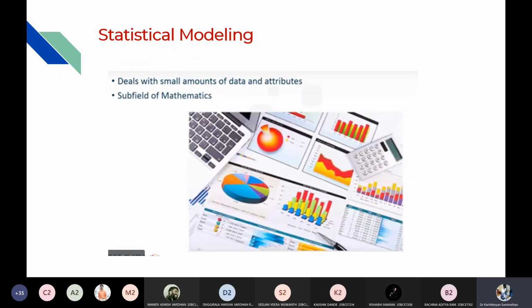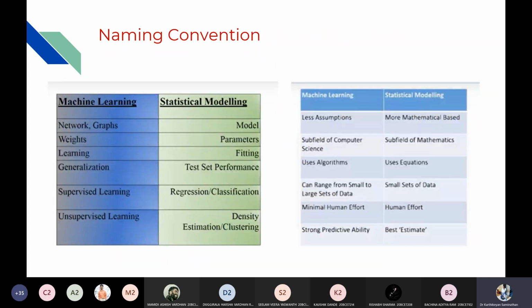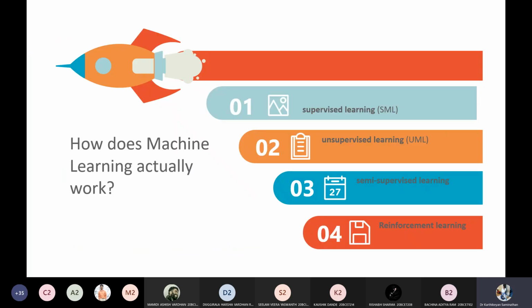This is also a subfield of mathematics. Here also we will play with data and attributes. There are different naming conventions used in machine learning and statistical modeling. In machine learning we use networks and graphs, whereas there we use model. In ML we use weight, here we use parameter. Here we use learning, but there we use fitting. Here we use generalization, there test set. Here supervised and unsupervised, there directly regression, estimation or technique based. That is the difference between machine learning and statistical learning.